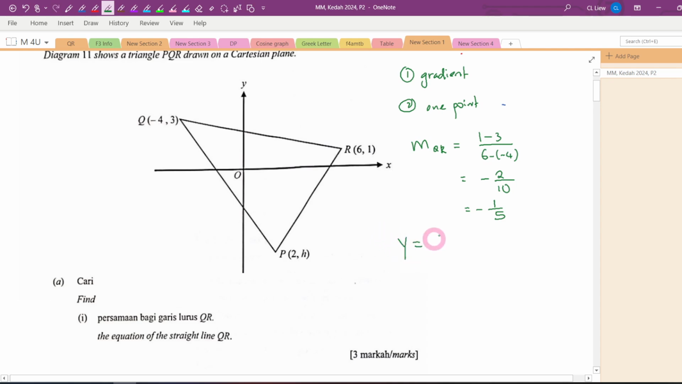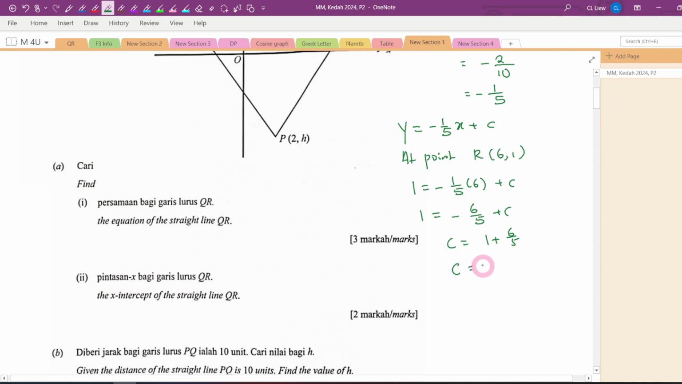y equal to mx plus c. I don't have c. That's why I told you just now we need 1 point. So now you have 2 points. You can use this point or this point, substitute into this equation to help you get the value of c. Both points will give you exactly the same answer. Now let me use R, 6, 1. So this is x, this is y. y is equal to 1, x is equal to 6. 1 is equal to negative 6 over 5 plus c. So c is equal to 1 plus 6 over 5, which is equal to 11 over 5. Okay, now we got the equation of the straight line QR: y equal to negative 1 over 5x plus 11 over 5. So this is the answer for part A.